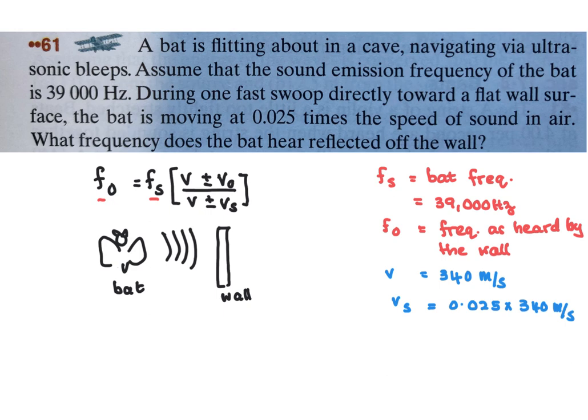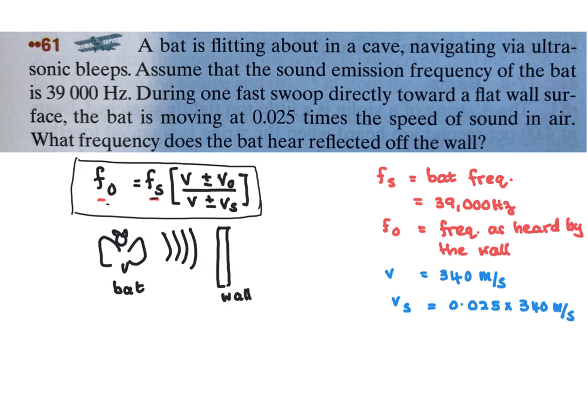So what I did here was I started with the general equation that we have: f of observer equals the frequency of the source, times the velocity of the sound plus or minus the velocity of the observer, divided by the velocity of the sound, again plus or minus the velocity of the source. The first thing is that you need to understand what the given information is.